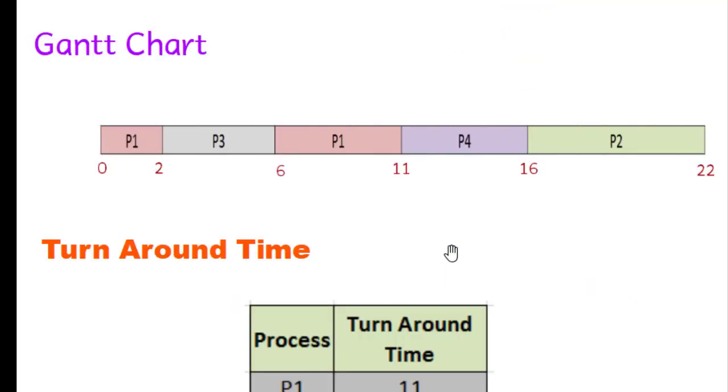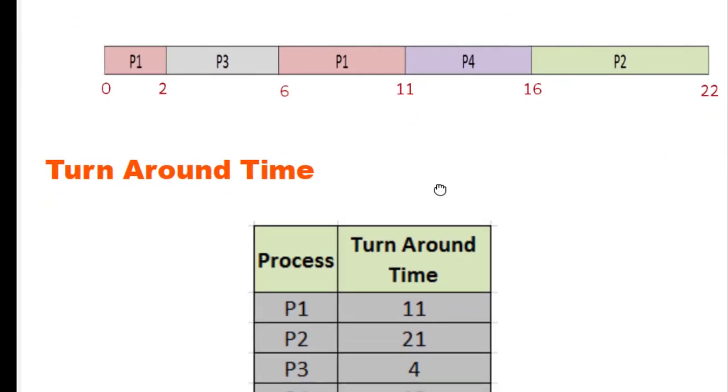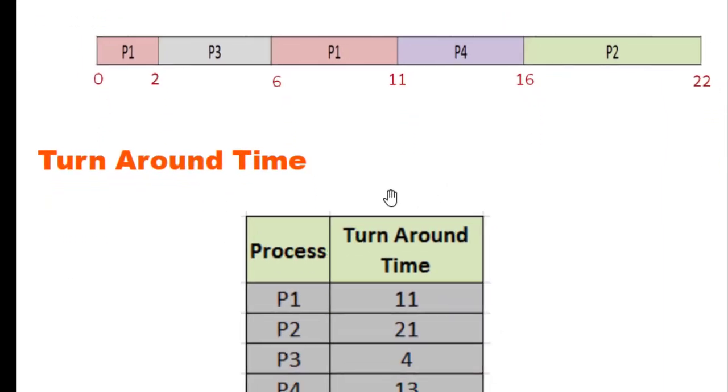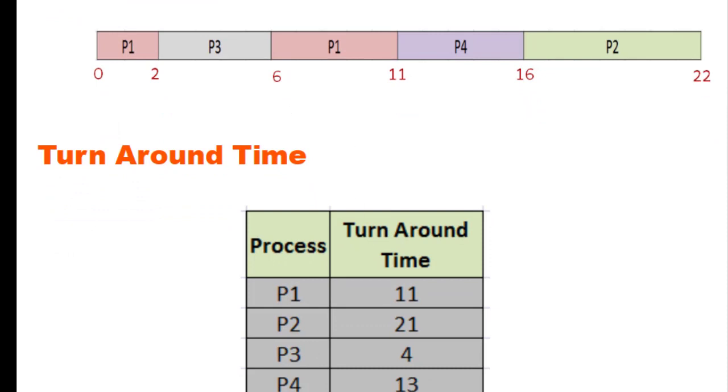Now let us come to average turnaround time. We use the same Gantt chart. Let us see for P1. P1 ends at 11, so this 11 is the turnaround time, because in turnaround time we consider the execution time as well as the waiting time, everything. So this ends at 11.